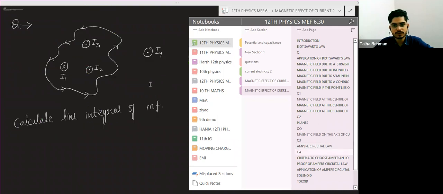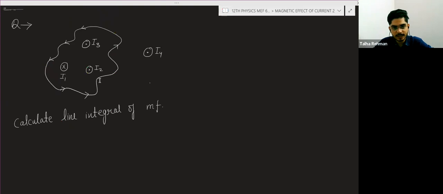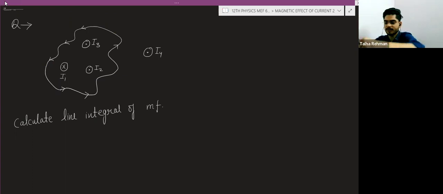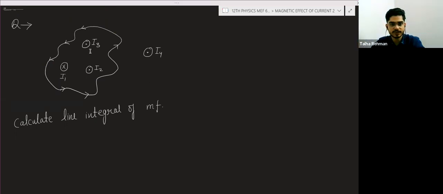From this question, suppose here is a loop. A loop means something closed, like a circle, but not the surface. A closed loop means you can see this. Suppose I am having a wire here and I am just doing this, so this becomes the closed loop. Here is a closed loop, and here is the current.